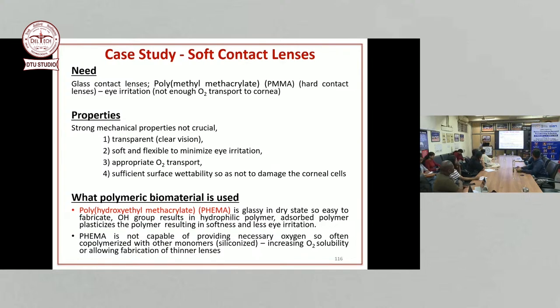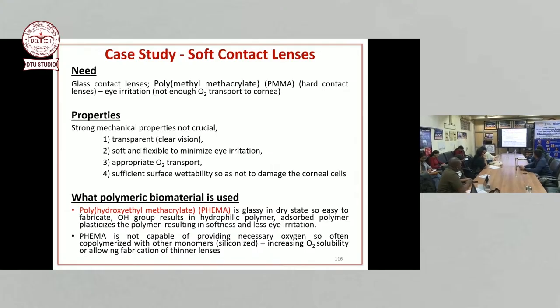But polyhema is sometimes not capable of providing the necessary oxygen. So often it can be co-polymerized with other monomers such as silicone, which has better oxygen transport. So it helps in making thinner lenses, which is again desirable. Okay.